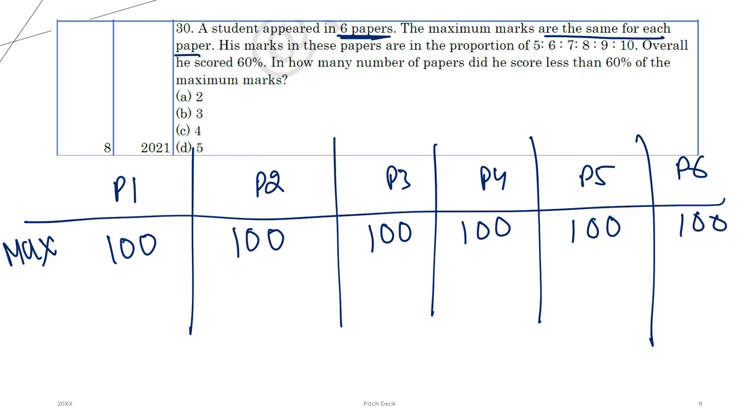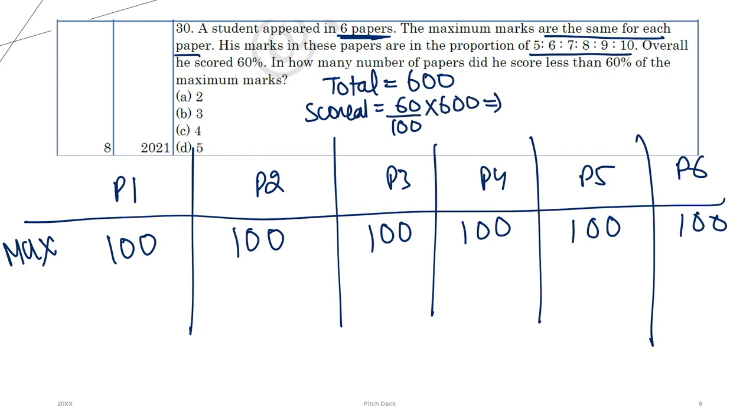His marks in these papers are in proportion 5:6:7:8:9:10. So the person has scored marks in paper number 1, paper number 2, paper number 3, 4, 5, 6, and these are in this ratio. Overall, he has scored 60% in the exam. So the total marks he could score in 6 papers is 600 marks. So the person scored 60% of 600, that is 360 marks. So the total marks scored by the person is 360. I hope this is clear.